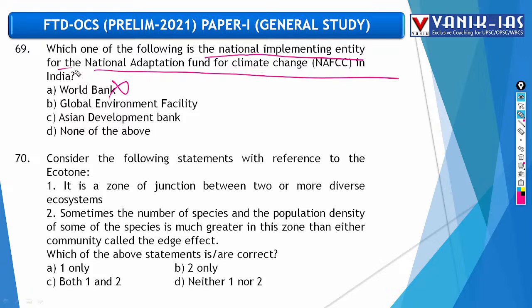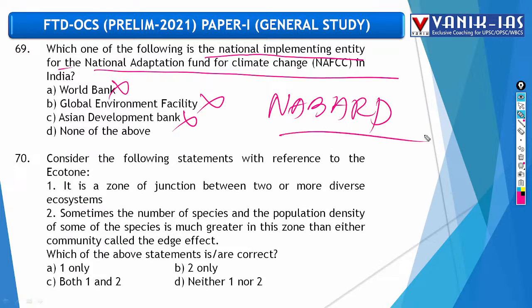Global Environment Facility: what is its function? Especially, it arranges funds for developing countries. Asian Development Bank was founded in 1966 and gives loans, so obviously it is not the answer here. The answer is NABARD. NABARD is the implementing agency of the National Adaptation Fund for Climate Change. So none of the above is the answer. Okay.